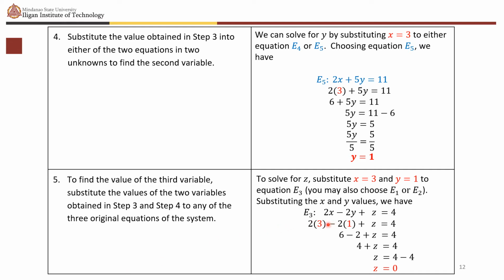E sub 3 is 2x minus 2y plus z is equal to 4. So substituting x equal to 3, and y equal to 1, we have 2 times 3 minus 2 times 1 plus z is equal to 4. Solving, 2 times 3 is 6, 2 times 1 is 2, but that's minus, plus z is equal to 4. So 6 minus 2 is 4, plus z is equal to 4. We can subtract both sides by 4 and come up with z is equal to 0.